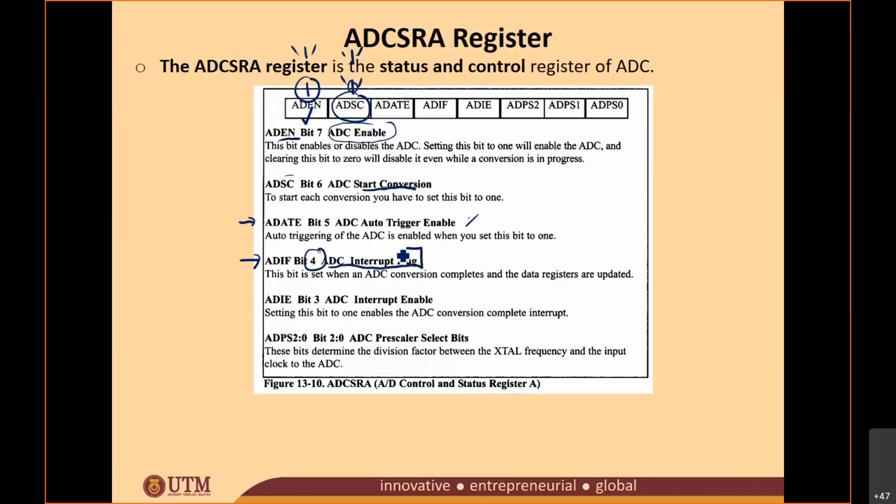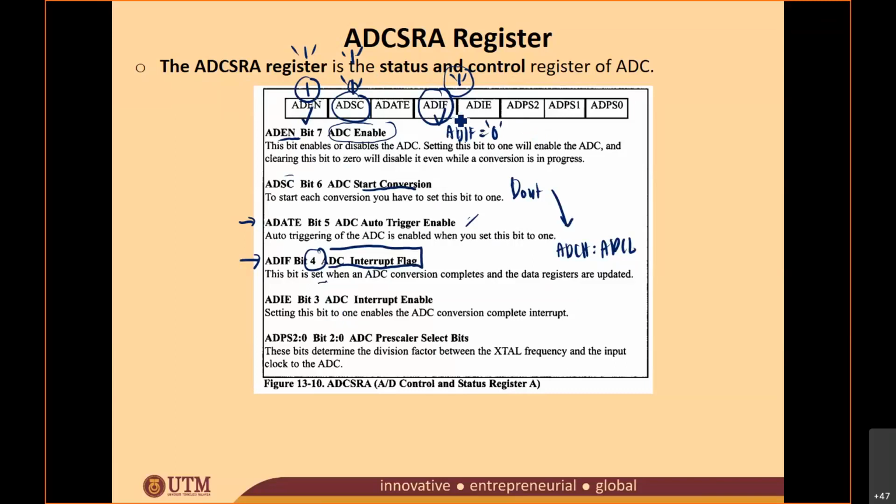The next important bit is bit number 4, which is the ADC interrupt flag, ADIF. This bit is set when your ADC conversion completes and the data registers are updated. This means that ADIF will be set after you have already converted from analog to digital, and the output value has been placed in your ADCH and ADCL. Once done, this bit 4 will be set to 1 automatically. If ADIF is 0, the CPU knows that the conversion is not yet finished. Once ADIF equals 1, the CPU knows that we have already finished the conversion.